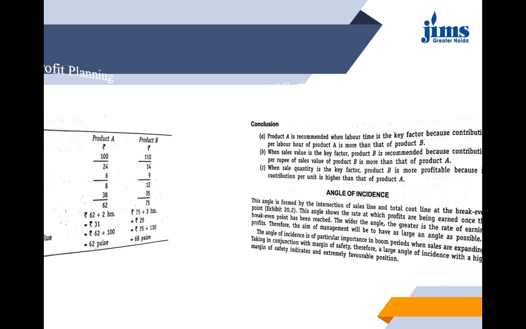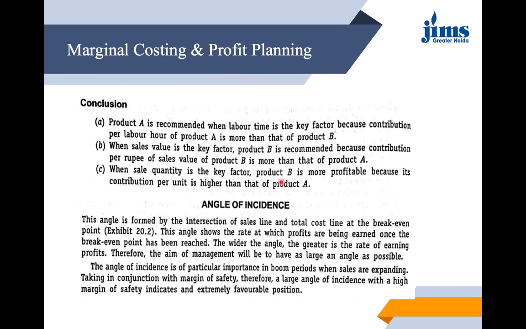What else can we conclude? If the sales volume is the key factor, then product B is recommended because contribution per rupee of sales value of product B is more than that of product A. There is one more conclusion that we can draw from this: when the sales quantity is the key factor, then product B is more profitable because its contribution per unit is higher than product A.